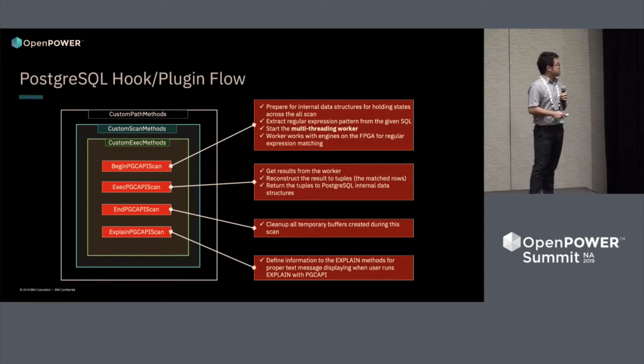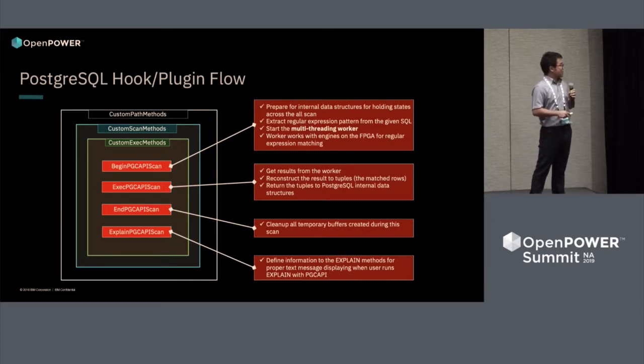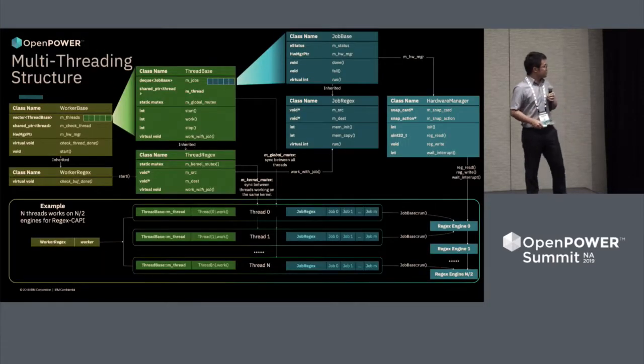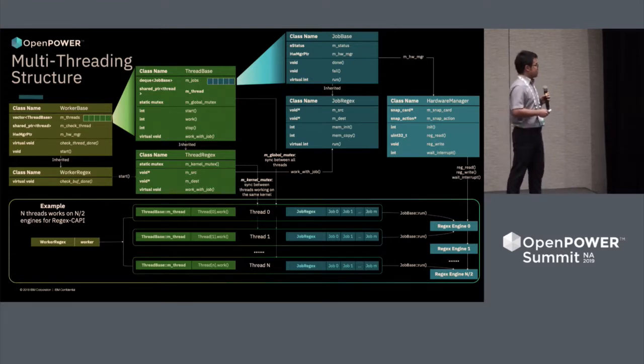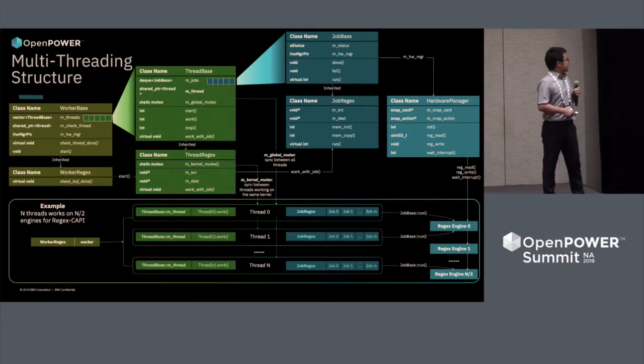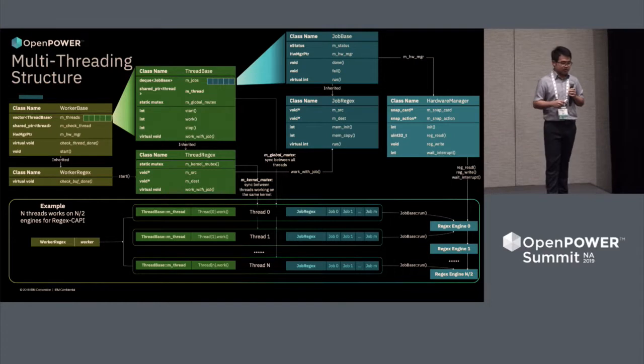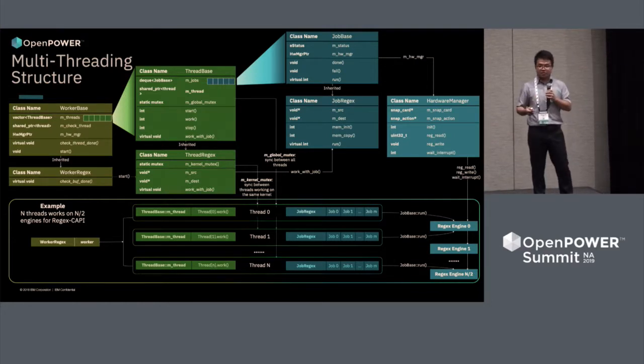So here, when I talk about how we make the software and the hardware communicate with each other, I'm talking about the multi-threading worker. So what is that? This is a very low-level software that enables the software to talk with hardware in a very parallel way. We define the worker, define the thread, and define the jobs. For each Postgres scan, we will have one worker that allows the software to communicate with the hardware. And in each worker, we have multiple threads.